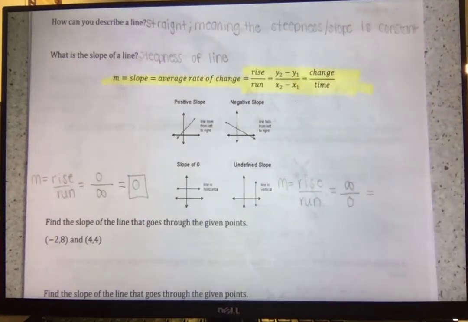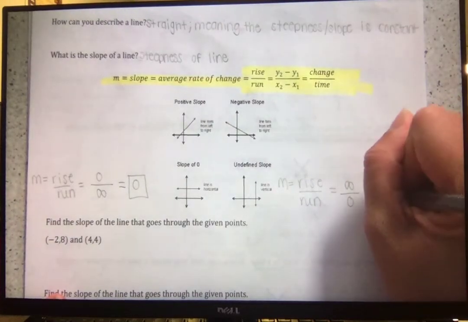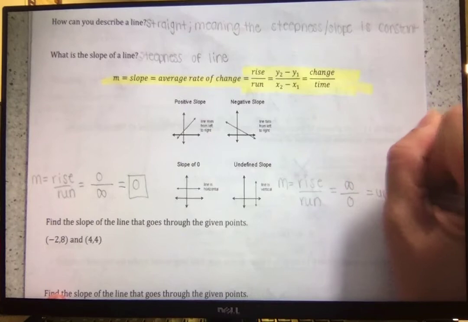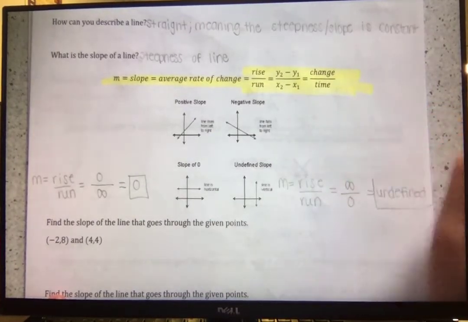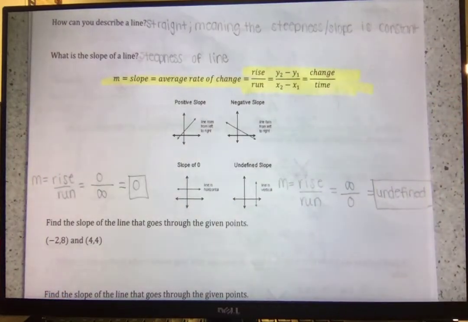So what is infinity or any number divided by 0? Undefined. If you put that in your calculator, some number divided by 0, it'll give you an error. So we know we cannot divide by 0. We talked about that with the domain. We cannot divide by 0, so that tells us it's undefined.